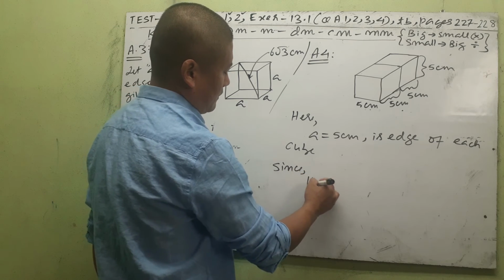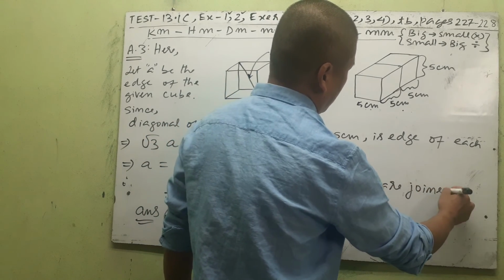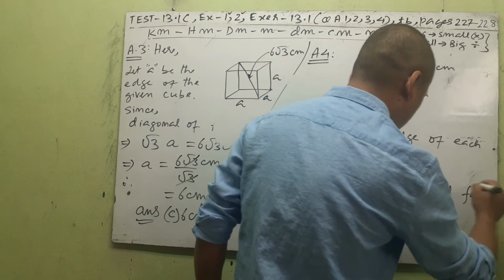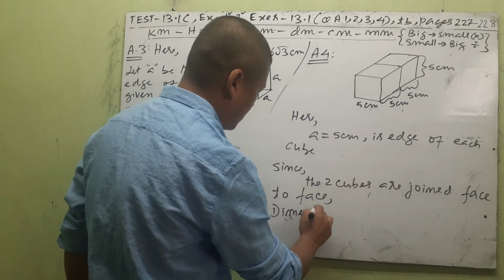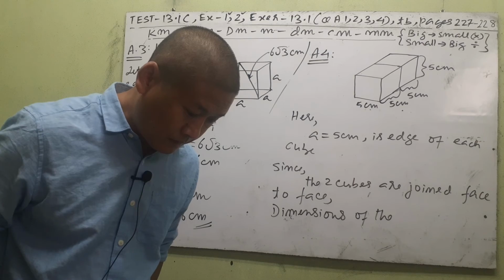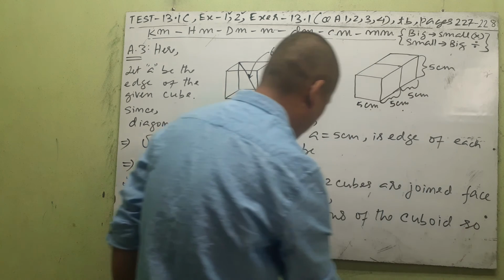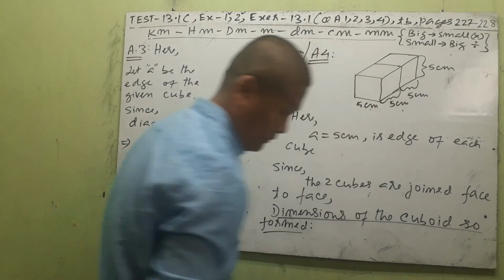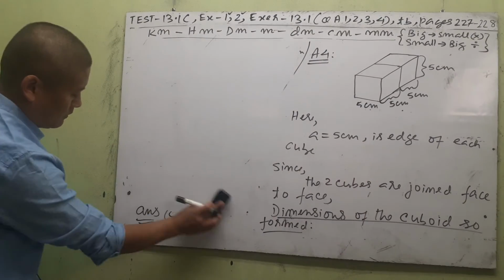Since the two cubes of the same edge are joined face to face, because of this reason, the dimensions of the cuboid so formed, when you join two cubes face to face, will be as follows.